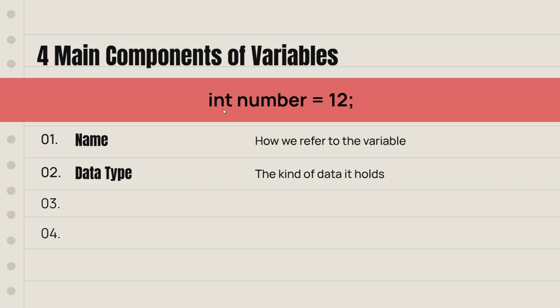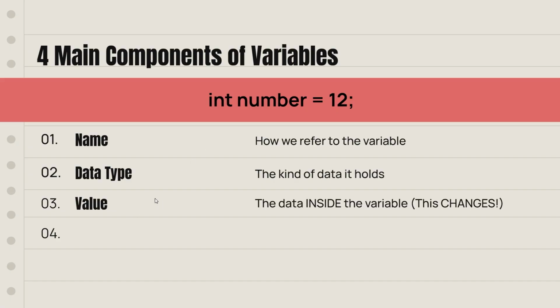In C Sharp, variables are what you call strongly typed, which means once you have a variable with a certain data type, it can only hold information of that data type. So number can only hold integer values, and only integer values. That's the kind of data it holds because that is the data type of this variable.